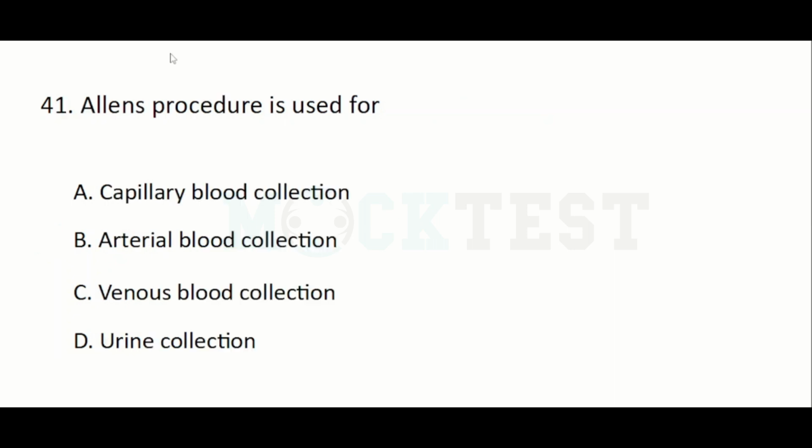Next, Allen's test is used for option A capillary blood collection, option B arterial blood collection, option C venous blood collection, option D urine collection. Option B, arterial blood collection.